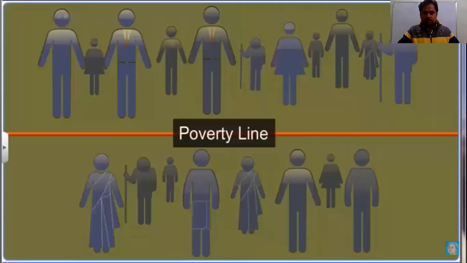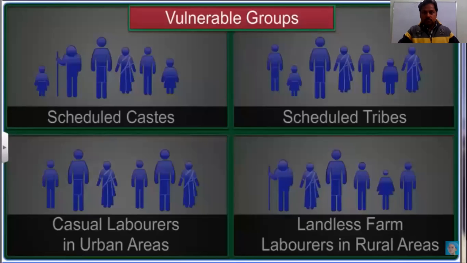Some groups and communities are more vulnerable to poverty than others. Some of the groups most vulnerable to poverty are people belonging to the scheduled.